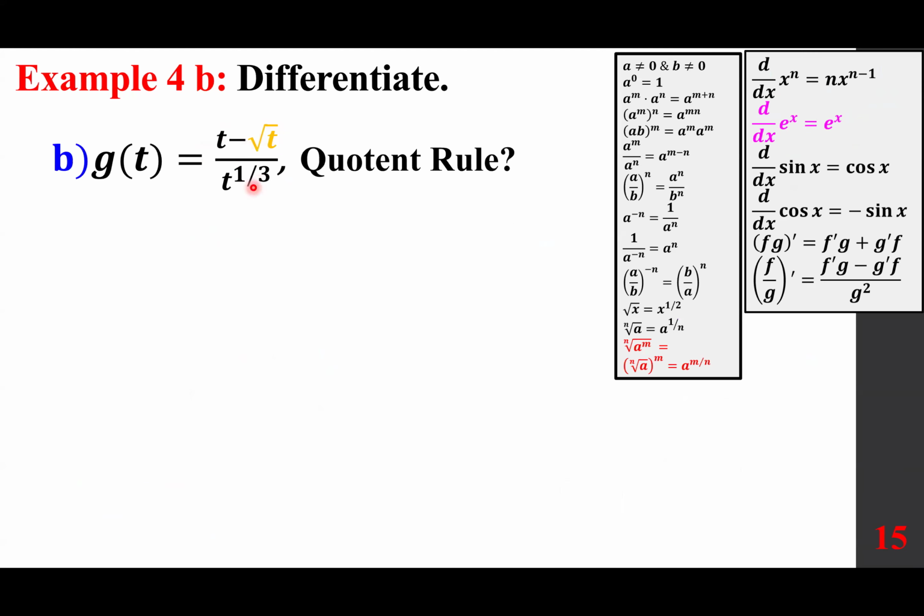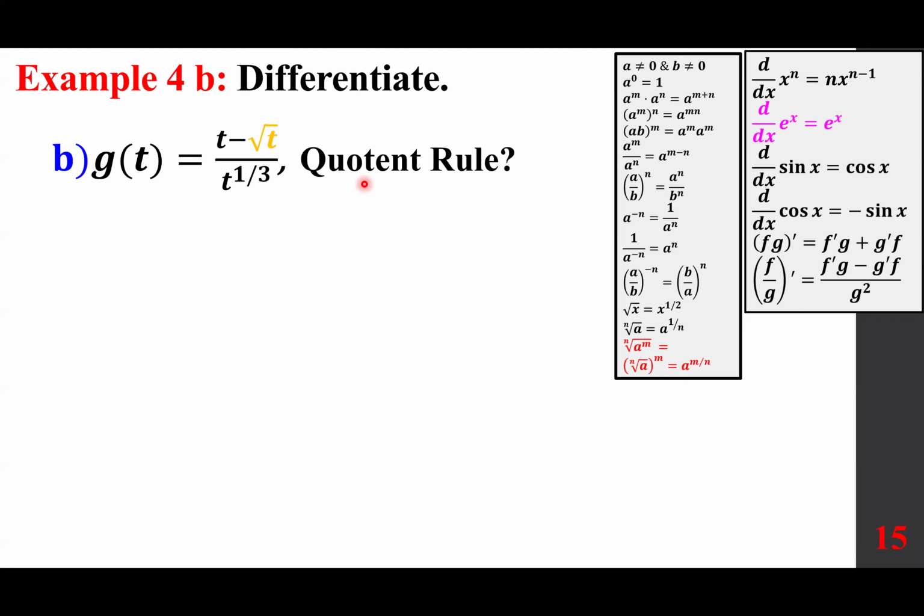Differentiate g of t is t minus square root of t over t to the power of 1/3. And I'm asking, do we need to use the quotient rule? Now, it's extremely important for you to know that if you have to use the quotient rule and try to avoid it, normally it becomes more difficult. On the other hand, if you don't have to use the quotient rule and you don't recognize it, again, it becomes more difficult. And should we use the quotient rule? The answer is no.